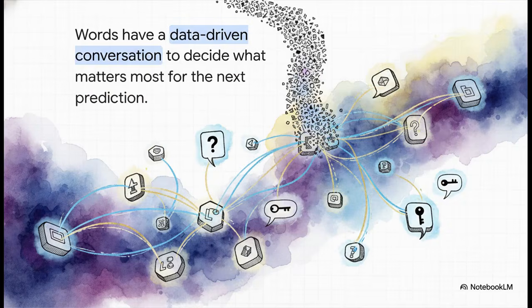The coolest part is that these aren't hard-coded grammar rules. It's a totally dynamic conversation that's driven entirely by the data the model was trained on. The tokens literally learn which other tokens are important in which situations. It gives them this rich, flexible understanding of the whole sequence.